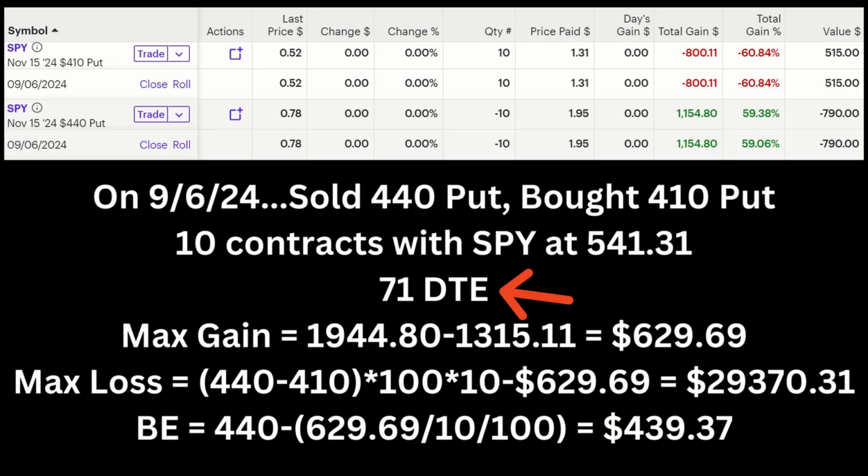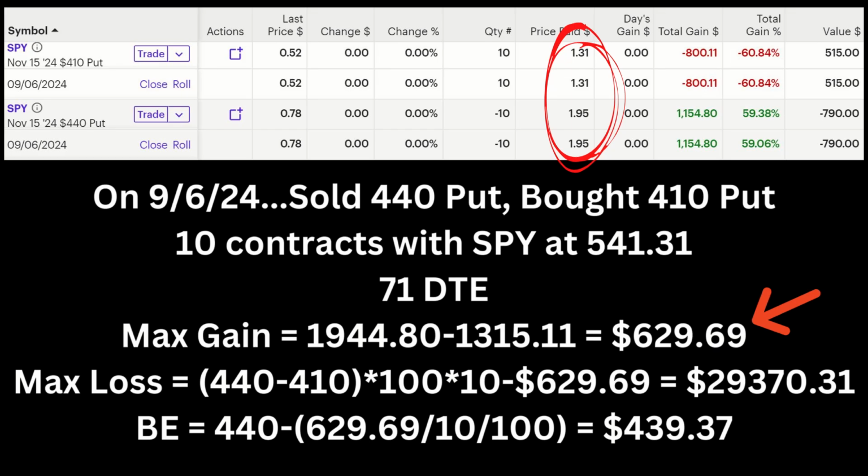My max gain, in this case, was the credit that I received, the 1944 and 80 cents, minus the 1315.11 that I had to pay out for those long puts, which gave me a net credit overall of 629.69.